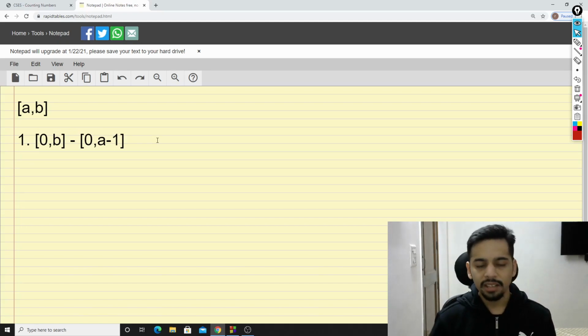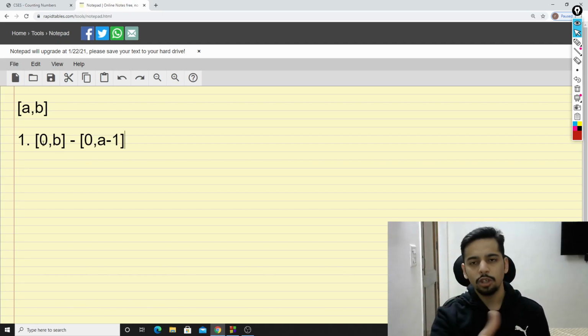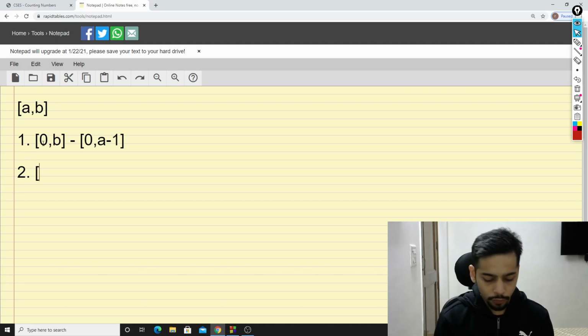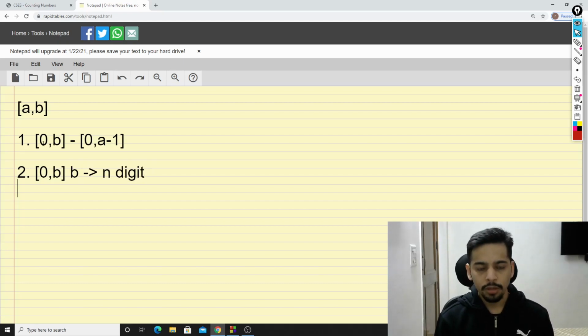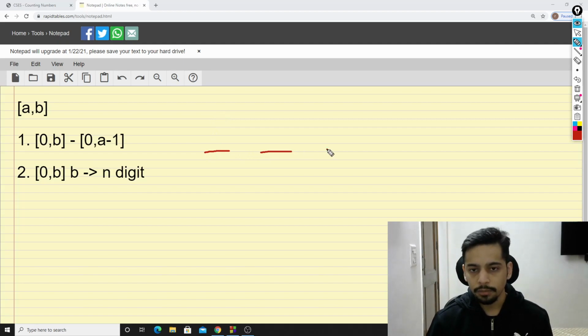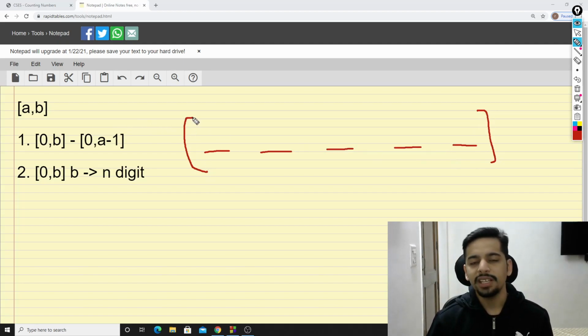But now the question is how do you solve for this range? If you're able to solve for the range 0 to b, the other solution is going to be identical. Let's focus on how to solve for 0 to b. Let's say that b has n digits. Right, b is an n digit number. So I can reformulate the problem as finding out how many n digit numbers are there that are less than or equal to b and obey that particular property of being valid.